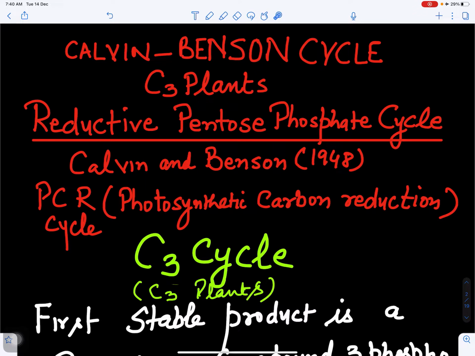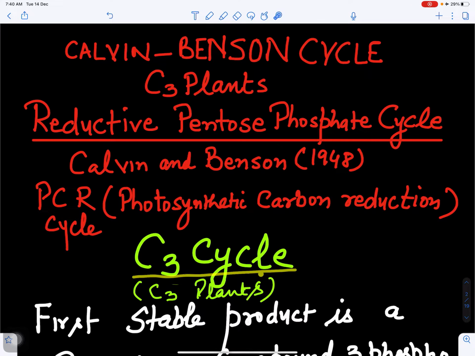In this video, we will discuss the C3 cycle. The C3 cycle occurs in plants which do photosynthesis. What is photosynthesis? It is the synthesis of carbohydrates or sugars in the presence of light. This is called photosynthesis. So during photosynthesis, there is a mechanism called the C3 cycle.